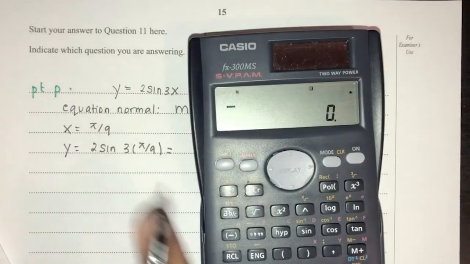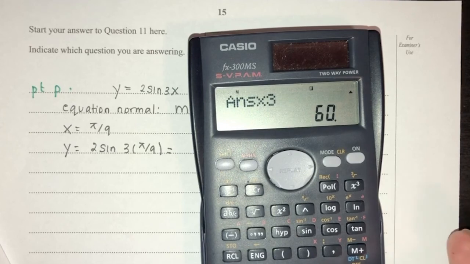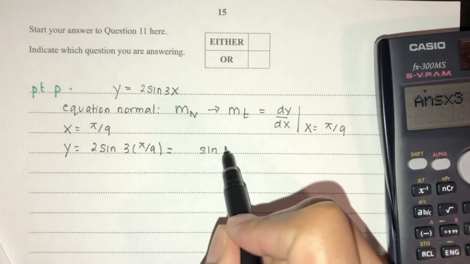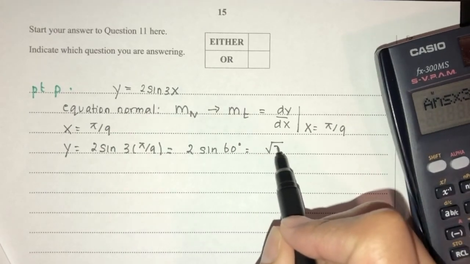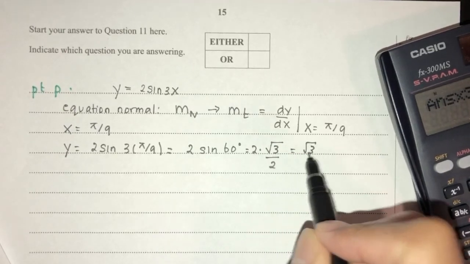So what do we know about pi? Pi is 180, divided by 9, times 3. That will be 60. So sine of 60 is what? So sine of 60 degrees, times 2. That will be root 3 over 2 times 2. That should be root 3.